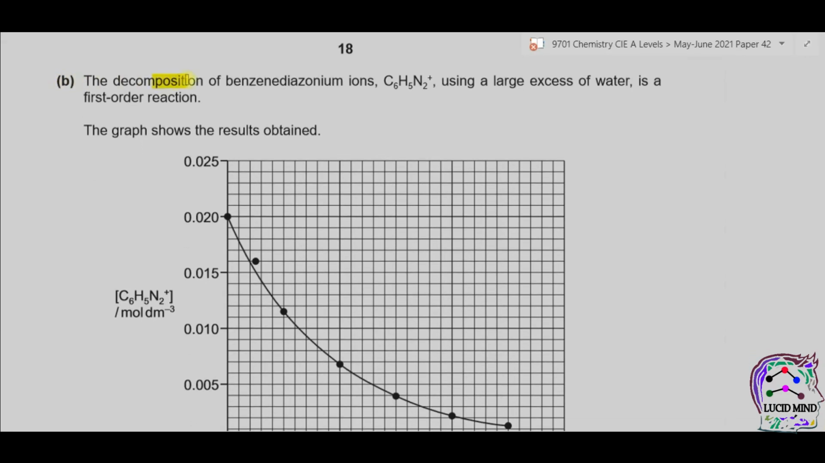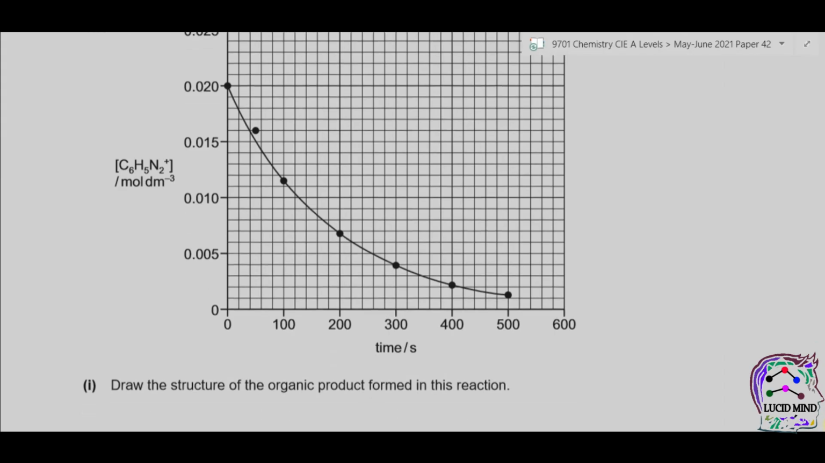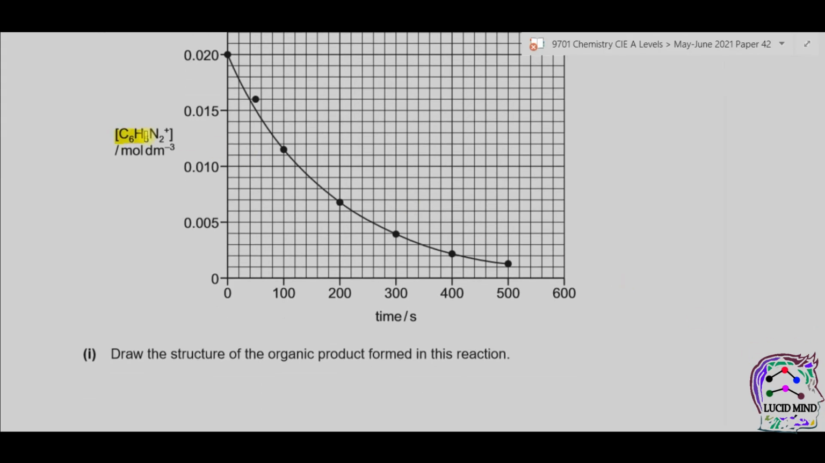Part B, the decomposition of benzene diazonium ions, C6H5N2 positive, using a large excess of water is a first order reaction. The graph shows the results obtained. In the graph we can see on the y-axis we have C6H5N2 positive in mole per decimeter cube, and on the x-axis we have time in seconds. Number 1. Draw the structure of the organic product formed in this reaction.